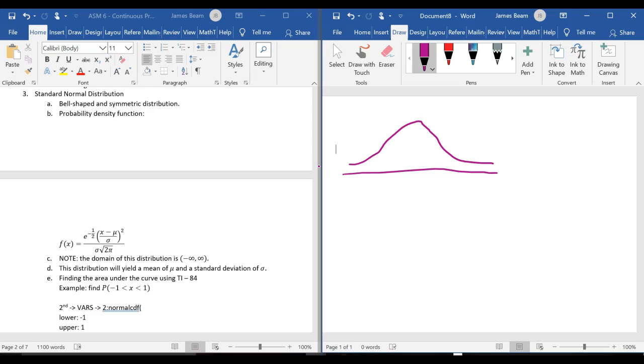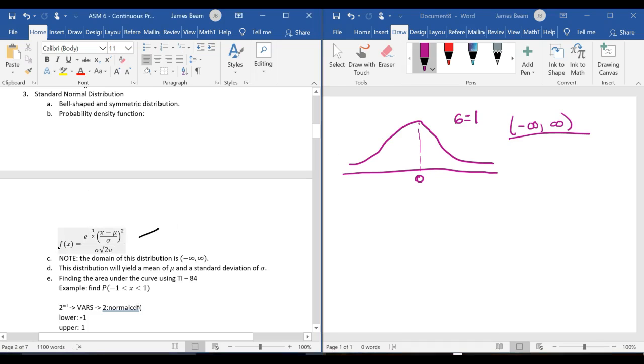So this one is like things that are distributed in this bell-shaped and symmetric way. The domain of this thing is -infinity to infinity. Okay, so we have a standard normal curve. The standard normal curve makes the mean of the curve equal to 0 and the standard deviation 1. So it's bell-shaped and symmetric with a mean of 0 and a standard deviation of 1.